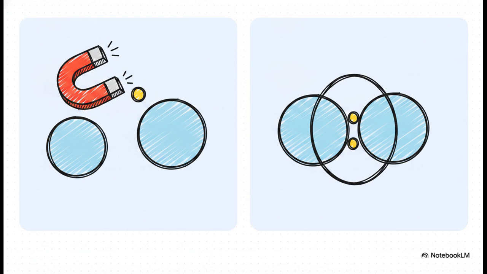First up is the ionic bond. This is all about a complete transfer. A metal atom just straight up gives its extra electron to a nonmetal. The metal becomes positive, the nonmetal becomes negative, and since opposites attract, they lock together like supermagnets.